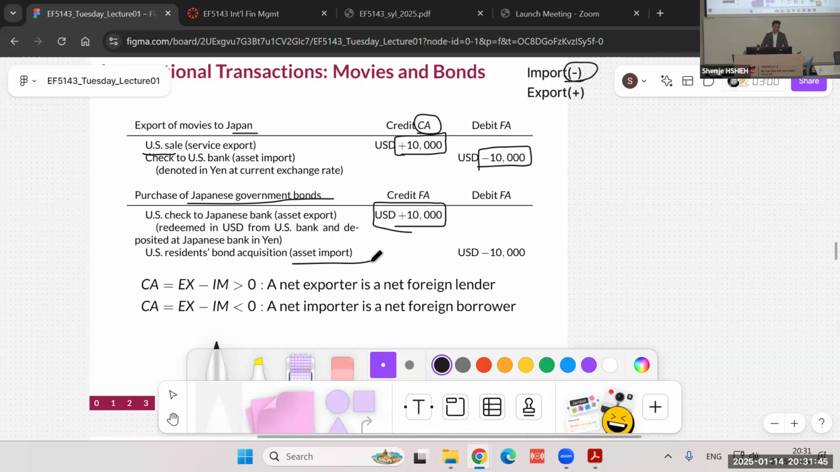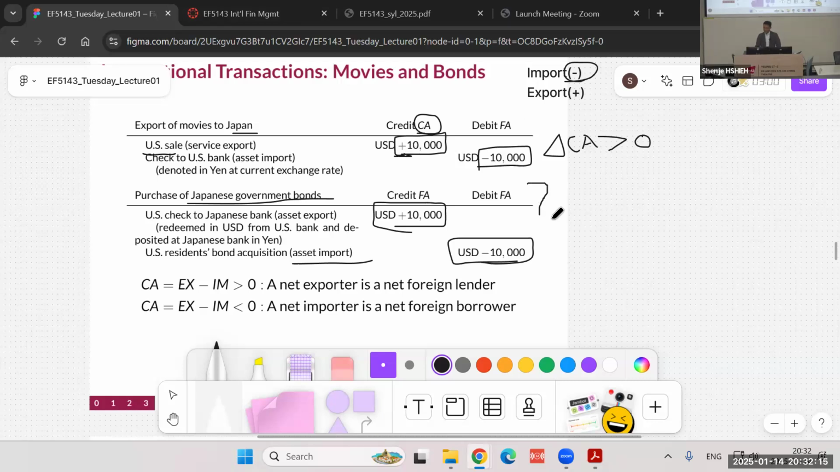So a bond is literally a debt contract, right? You're extending credit, so it's going to be a minus on the financial account. So just based on these two transactions, these instantaneous transactions, the change in the current account here is positive, right? Because we've exported movies, so there's a positive increase here.